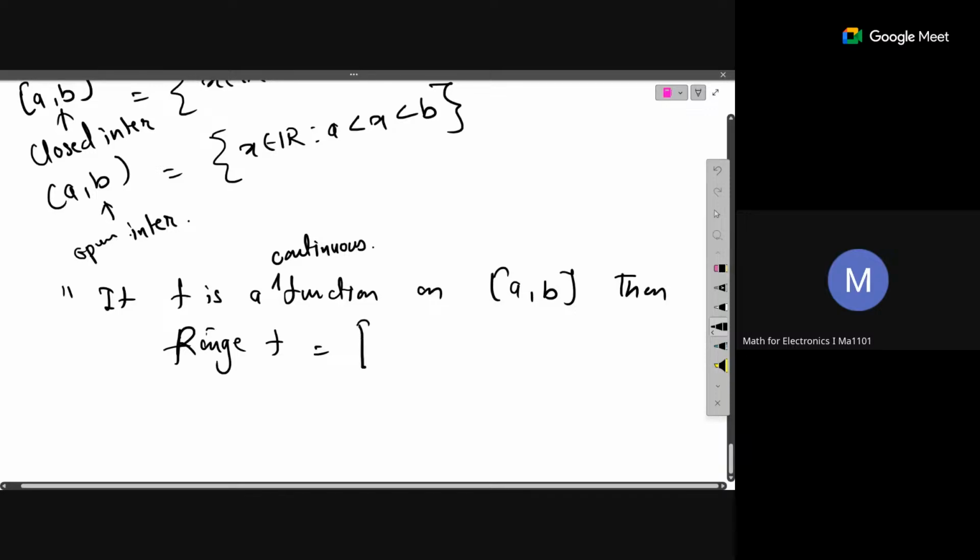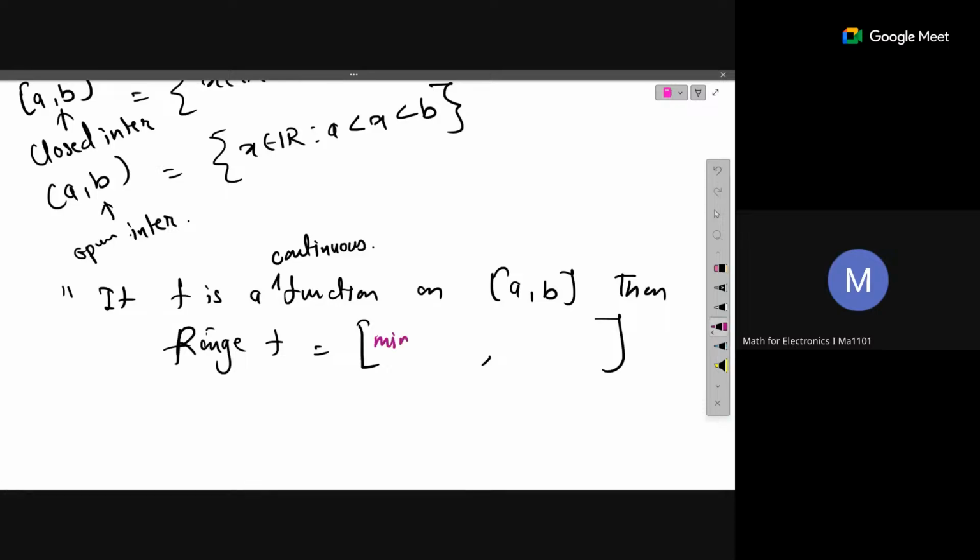So it's nothing but again an interval with two endpoints. And what are those endpoints? Those endpoints are the minimum value of the function and the maximum value of the function over this particular interval. That means the minimum of f of x, where x belongs to closed interval [a, b], and the maximum of f of x where x belongs to closed interval [a, b].